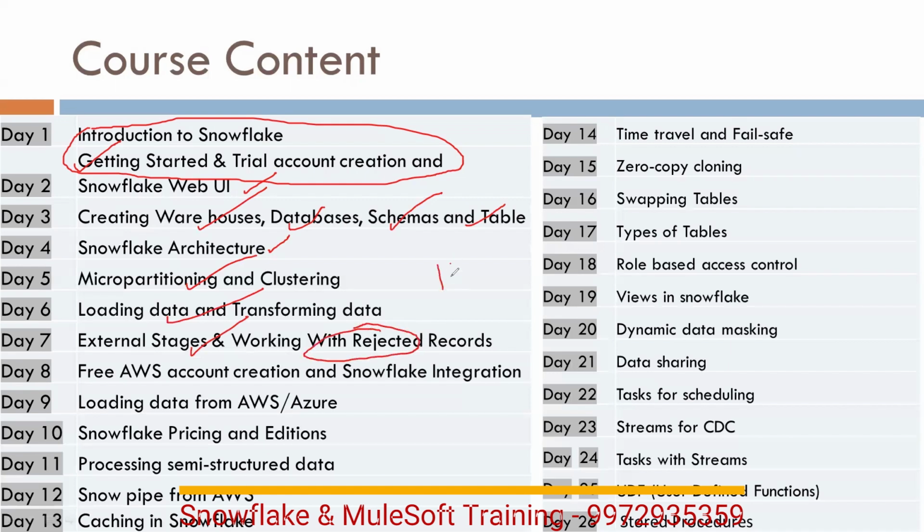Suppose you are having 100 records in a file, while loading 20 records are failing. How to work with this? And how to create AWS free trial account and AWS to Snowflake integration you are going to learn. And how to load the data from AWS and Azure to Snowflake. What is Snowflake pricing and editions?